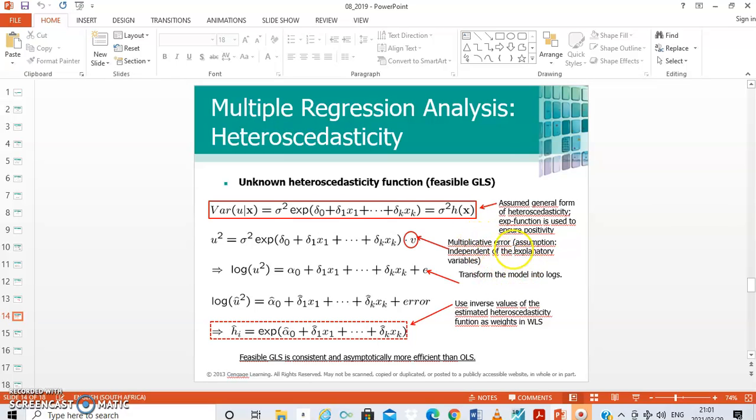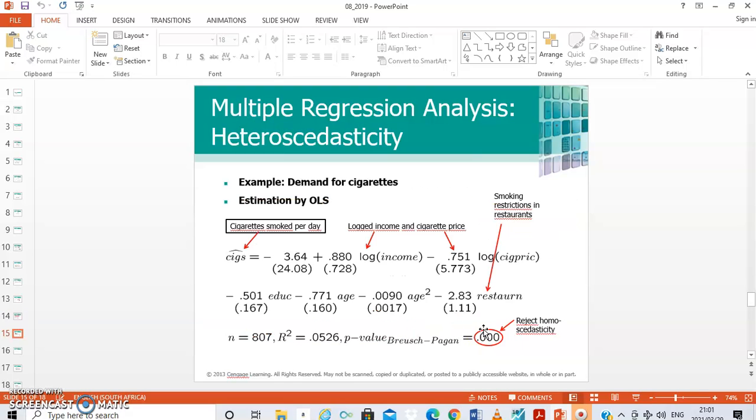Okay, so if we transform this model into logs, then what we have to do is, if you come to this exponent, we will have to use the inverse values of the estimated heteroscedasticity function as weights in the weighted least squares. In other words, we have to use the inverse of that function as weights. And once we do that, the feasible generalized least squares is consistent and asymptotically also considered to be more efficient than the ordinary least squares.